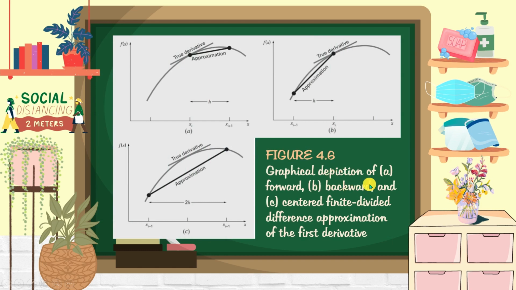So, the backward finite divided difference utilizes x_{i-1} and x_i as shown in figure 4.6b, whereas centered finite divided differences use values that are equally spaced around the point. So this is the certain point at which derivatives are estimated. So it uses x_{i-1} and x_{i+1}, so it will have a step size of 2h. More accurate approximations of the first derivative can be developed by including higher order terms of the Taylor series. Finally, all the above versions can also be developed for second, third, and higher derivatives.